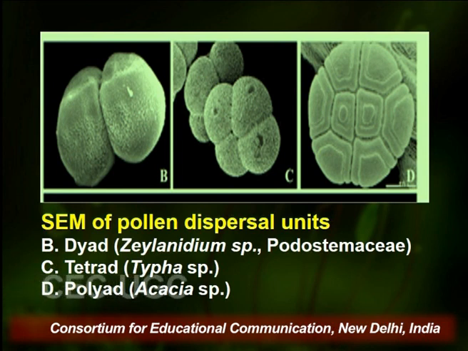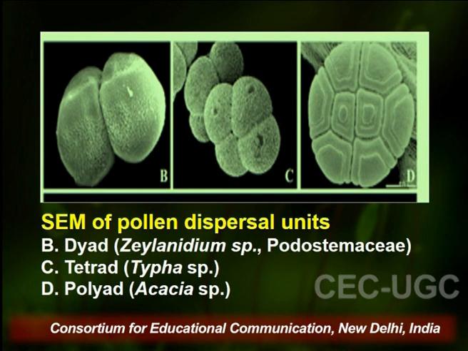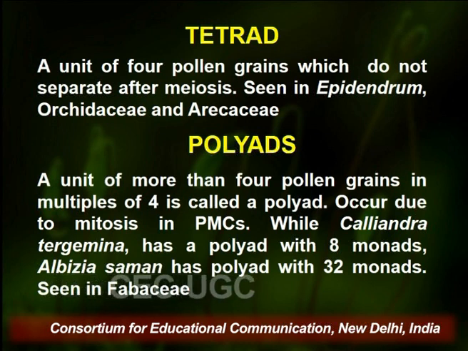In C you see a tetrad and D is a polyad, that is an aggregation of pollen grains which is seen in Acacia. A unit of four pollen grains which do not separate after meiosis. This is seen in Orchidaceae, Epidendrum. This is a tetrad.